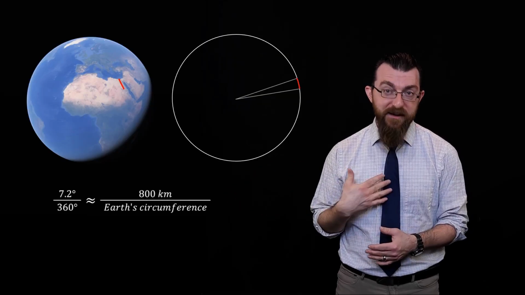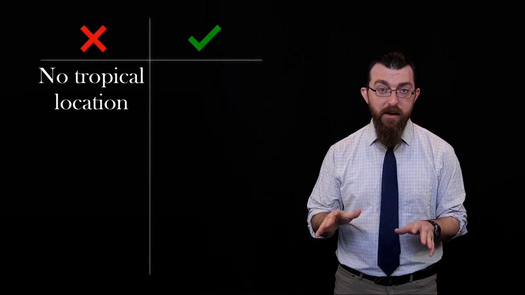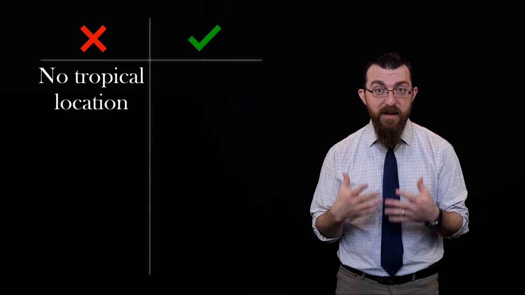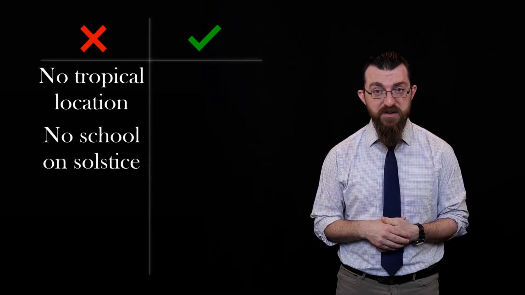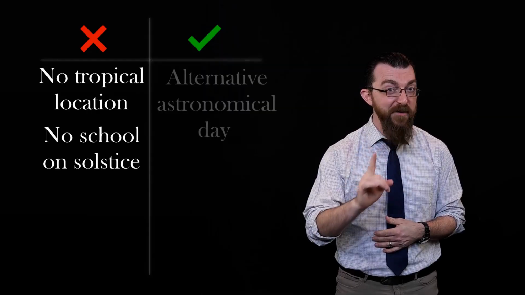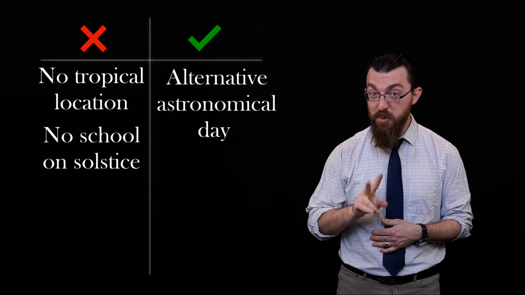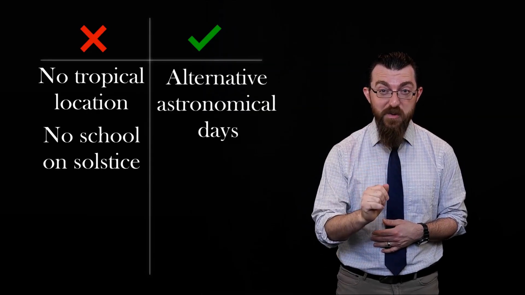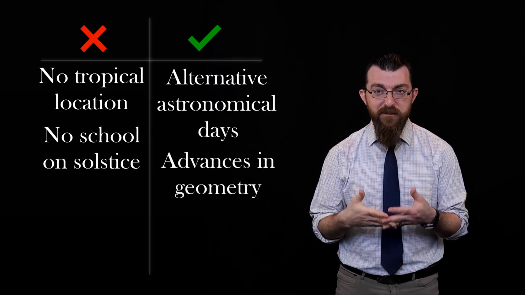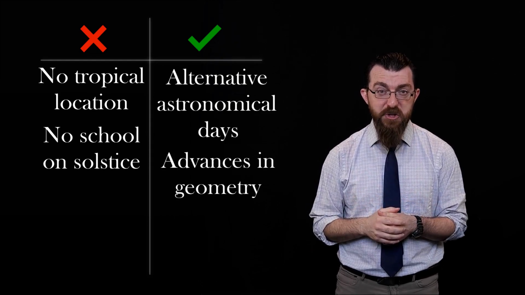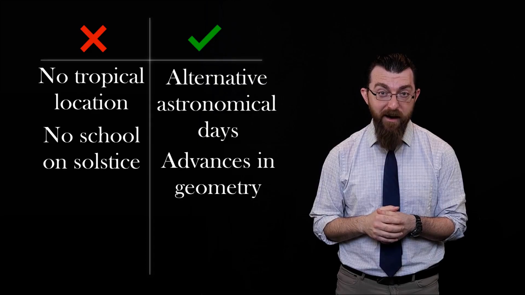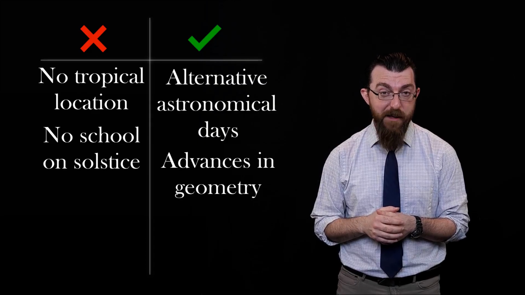Now, I'm at a disadvantage. I don't live anywhere near the tropics, plus I'm a teacher and my school isn't in session on the summer solstice. However, I do have another astronomically significant day, two of them in fact, that do happen during the school year, and some math that was developed after the time of Eratosthenes that should make it possible to do this anywhere in the northern or southern hemisphere.